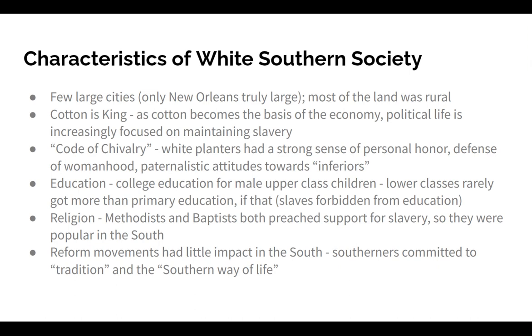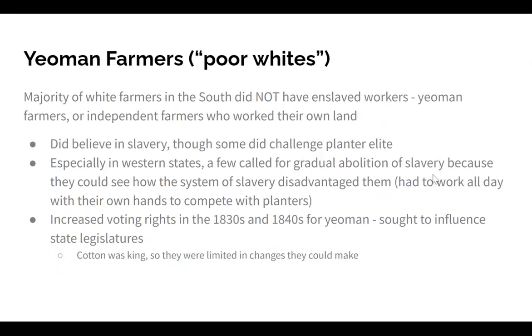In terms of religion, Methodists and Baptists both preach support for slavery, so these are going to be very popular denominations in the South. You may recall that denominations like Methodists and Baptists emerged out of the First Great Awakening. And the reform movements we talked about a couple of videos ago had very little impact in the South. Southerners were really committed to tradition and the Southern way of life, or what they perceived as the Southern way of life, or at least the white Southern way of life. So let's talk a little bit about that.